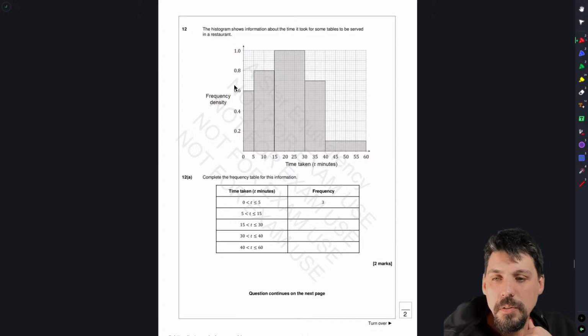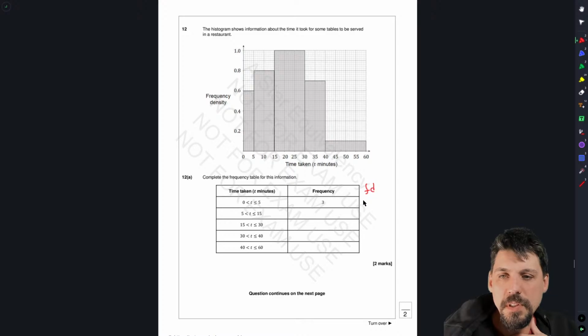Oh, okay. So just make sure here. What's my frequency density for this one? 0.6, 0.8, 1, 0.7, 0.1. What's the width? It's 5. 5 times 0.6 is 3. 10. So that's going to be an 8, 15, 10, 20. Cool. I mean, we could have also done it that way: a frequency of 3 for this one, so 2 little boxes is 1.